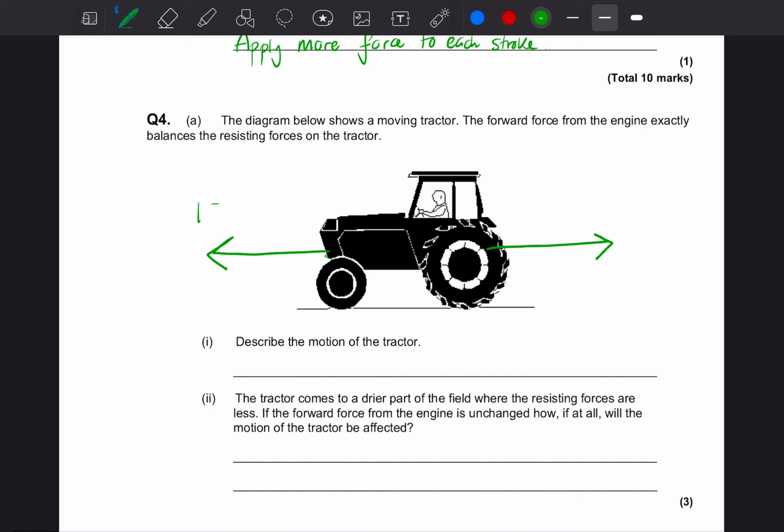So again, let's just give it some numbers. Let's say that's 100 newtons. Let's say that's 100 newtons. We would have 100 in one direction minus 100 in the other direction, which would give us an overall force of 0 newtons. Describe the motion.